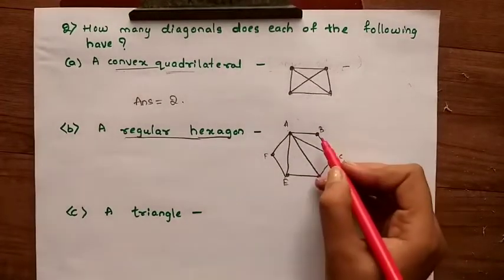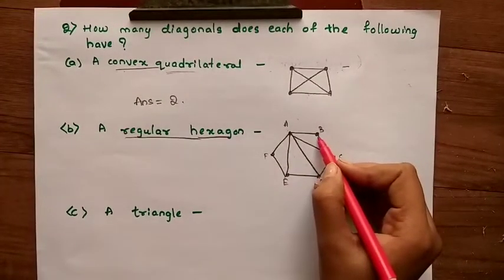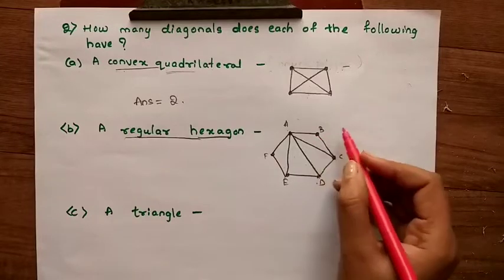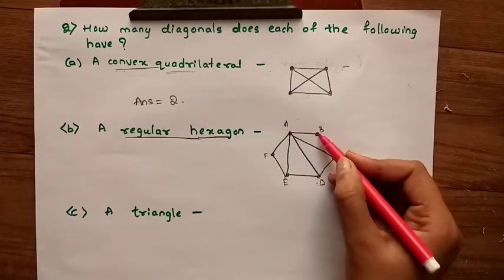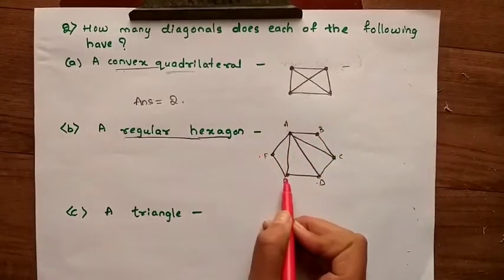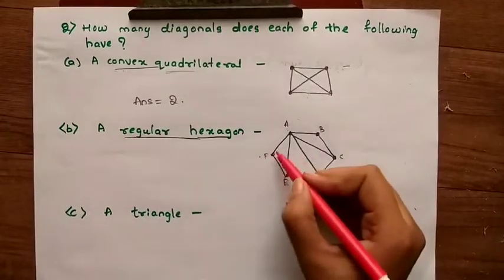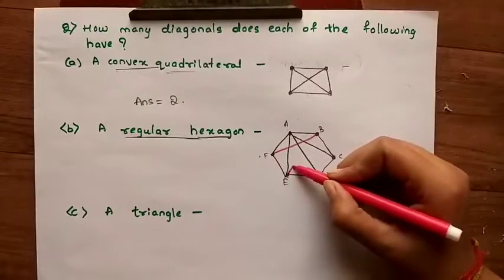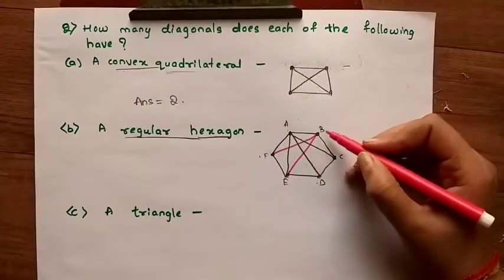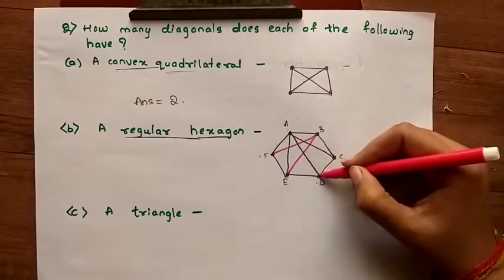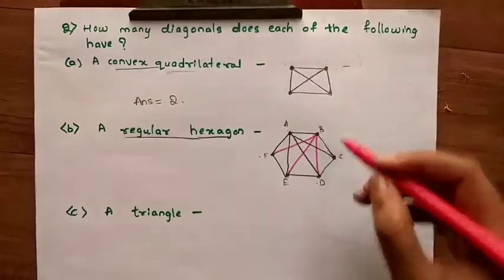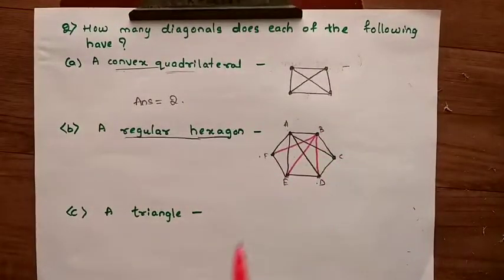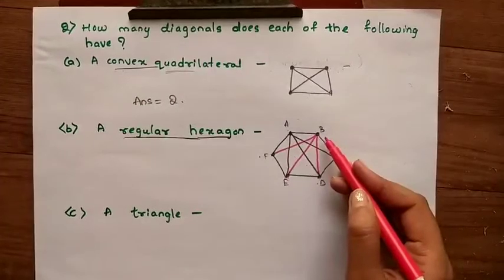Next, choose the vertex B. Again, while drawing a diagonal, we have to choose the non-adjacent vertices. Here, B's non-adjacent vertices are F, E, D. So, join B to F, B to E, B to D. Here again we drew 3 diagonals from the vertex B.